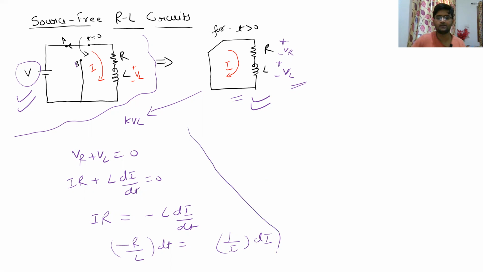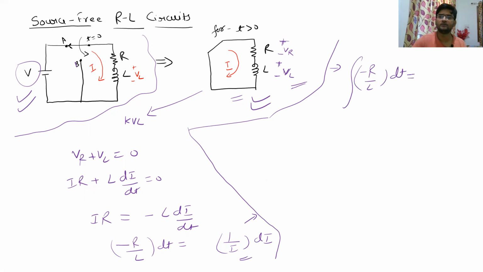Let me divide it here. If we take the integration of this particular equation from both sides, what we will get is the integration of minus R by L dt is equal to the integration of 1 by I di. So what is the integration of 1 by I? It is nothing but log I, and log I will be equal to minus Rt upon L.